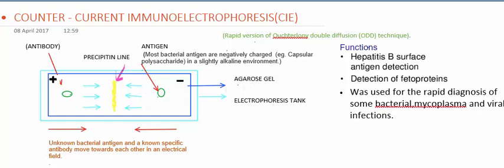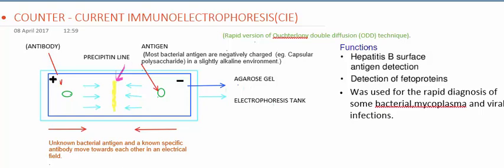Generally, in electrophoresis, the movement is from one electrode to another electrode. Suppose from negative electrode to positive electrode, or from positive electrode to negative electrode. But in case of counter current immunoelectrophoresis, the antibody and antigen move towards each other. That's why the name is counter current.